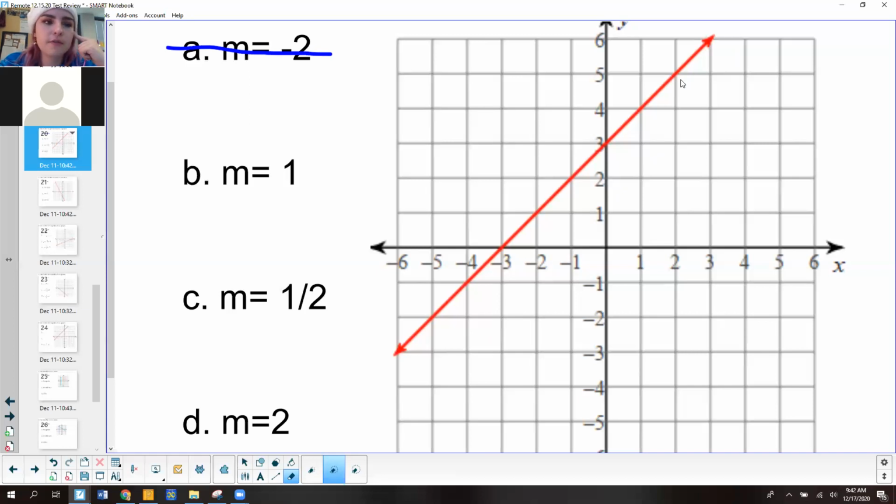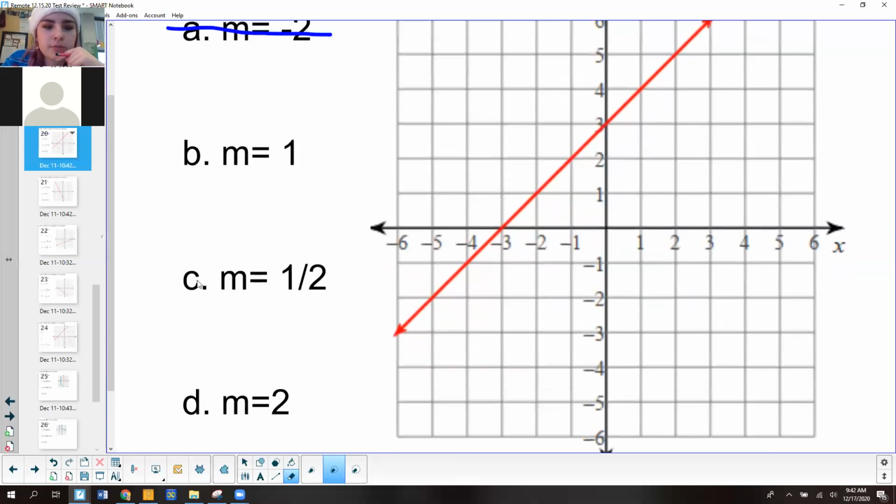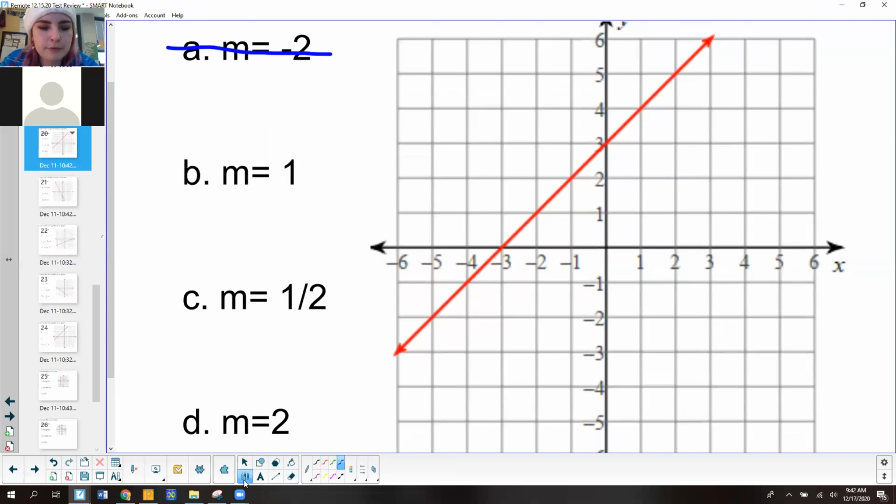Especially since a lot of the options on your test and tests in the future are going to be multiple choice, it's good to build those habits up. All right, so we're left with 3 answers. So next we've got 1, 1/2, and 2. So we don't have 2 points, but if you remember from when we talked about all quarter, you can pick 2 points on your line, any 2 points.